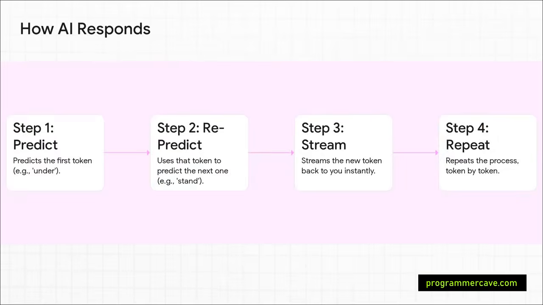So here's what's actually going on. The AI makes a prediction for the single most likely token to start its answer. Let's say that's "under." Then it takes that result, adds it to the context, and predicts the next most likely token, maybe "stand." This is called streaming. As soon as it figures out a token, it sends it right back to your screen. Then it just repeats that process over and over, token by token, until the thought is complete. That's why it feels like it's thinking in real time.